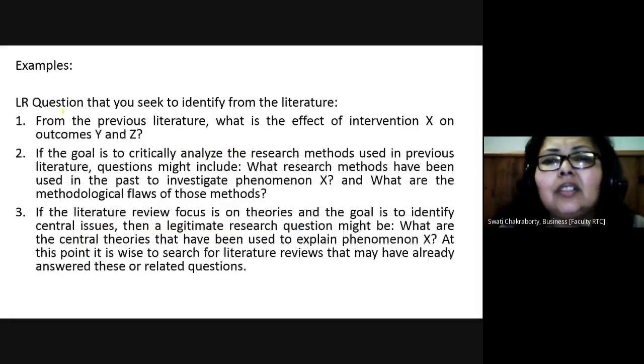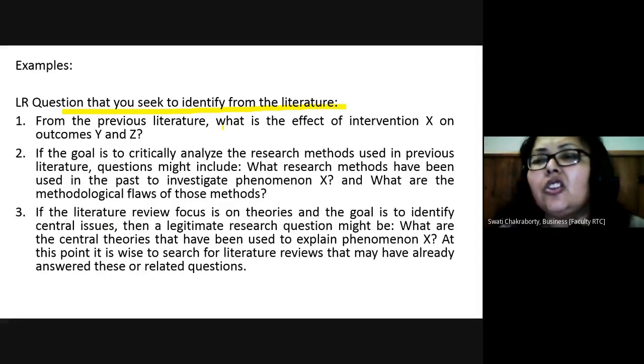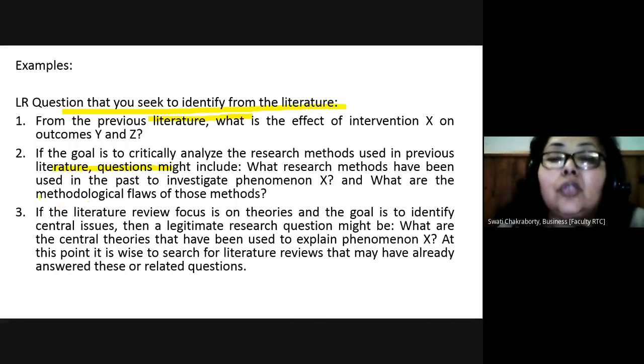So this is an example. A literature review question that you seek to answer from the literature: from the previous literature, what is the effect of intervention X on outcomes Y and Z? If the goal is to critically analyze the research methods used in previous literature, your question can be, what research methods have been used in the past to investigate phenomenon X, and what are the methodological flaws of those methods?